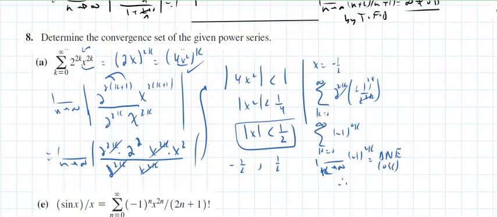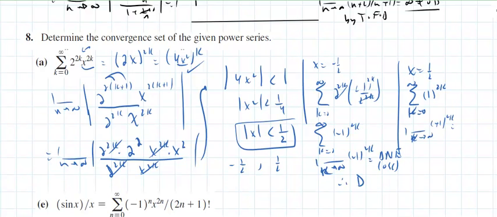Therefore, diverge. And if you let x equal 1/2, the same thing's going to happen. Look at the series k equals 0 to infinity of 1 raised to the 2k. Well, that's still the limit as k approaches infinity of 1 to the 2k, which equals 1, and that doesn't equal 0. Therefore, diverge by the test for divergence.